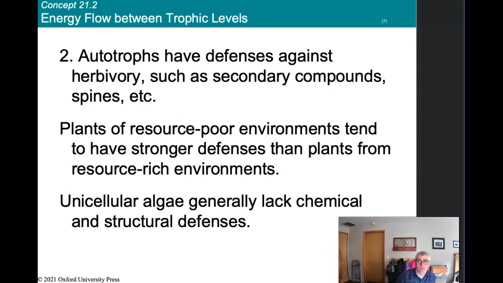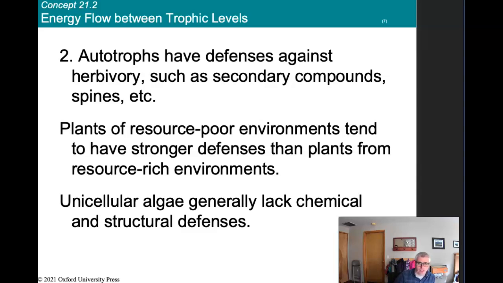Or autotrophs have defenses against herbivory, such as secondary compounds, spines, etc. Very much true. Plants spend a good amount of their energy on secondary compounds and defenses. Think about plants in resource-poor environments. There's a reason why cacti have spines, right? And most plants up here don't in more temperate areas. So resources are more limited in those desert environments, so they need to invest more energy into defense because there are not so many tasty plants to eat.